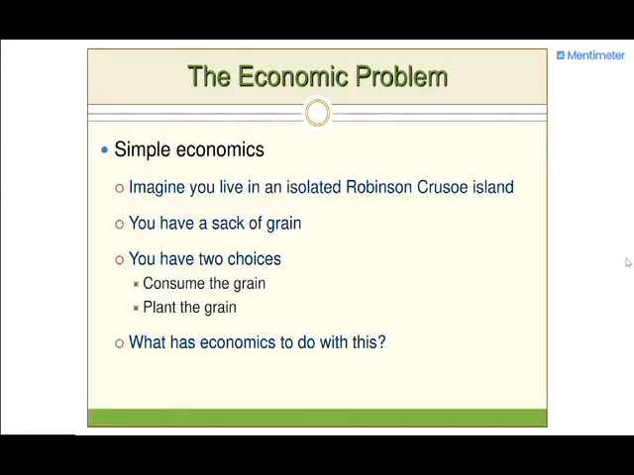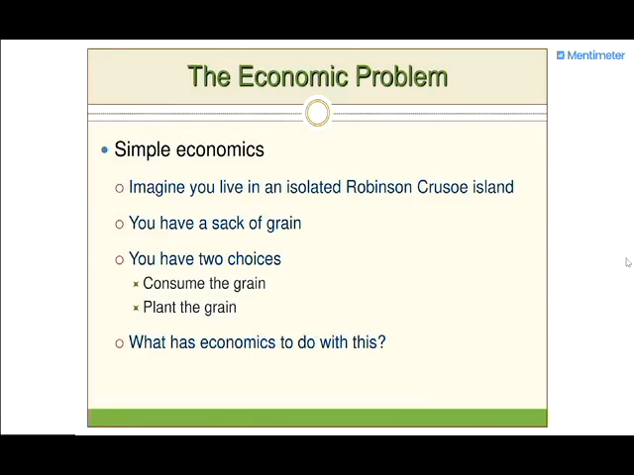Now, simple economics. Imagine you live on an island, a Robinson Crusoe island. No one else lives with you, not even the Indians who, in the actual story, live alongside Robinson Crusoe, if you read the book. But here, imagine that no one lives with you, and you have a sack of grain given to you, and nothing else. Now, you have two choices: either produce more grain, so you plant the seeds, use the grain as seed, and then produce more, or consume the grain today.